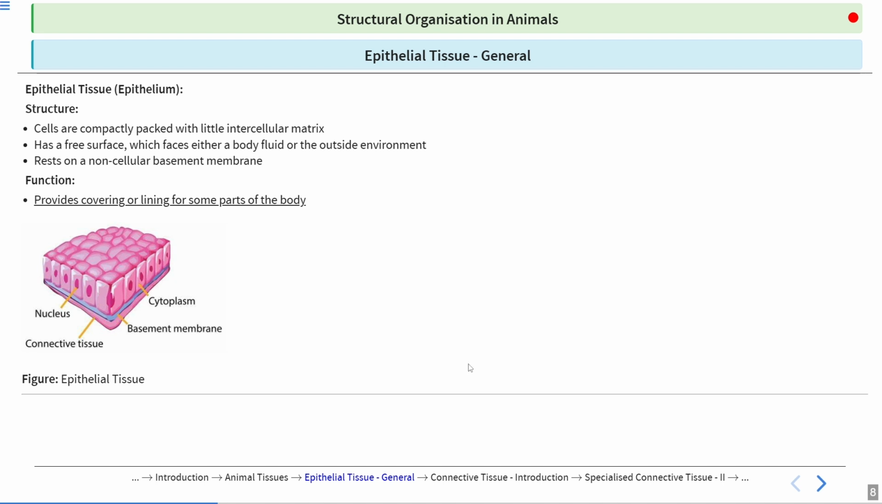So here you can see the connective tissue and this blue color, that is the basement membrane. And if you see the structure of the cell, it has the cytoplasm, and in the center there is a nucleus as well, right? So just below the basement membrane, what is present? Connective tissue. In this way the epithelial tissue is organized, and you can see there is no space in between the cells, so it is very compactly packed. A very little amount of intercellular matrix is present there.